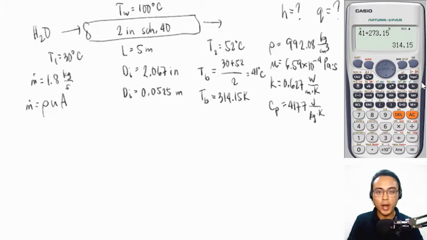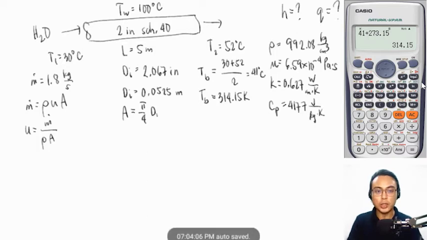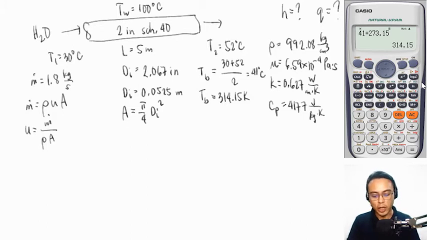Let's go back to our mass flow rate equation. From this equation, we can solve for the velocity as the mass flow rate over density over the cross-sectional area. Just a side note, the cross-sectional area in this case is the area of a circle. That is pi over 4 times internal diameter squared. Okay? It is very important to make a distinction that this is a cross-sectional area because we will be using another type of area, which is the surface area, later in our calculation of heat transfer.